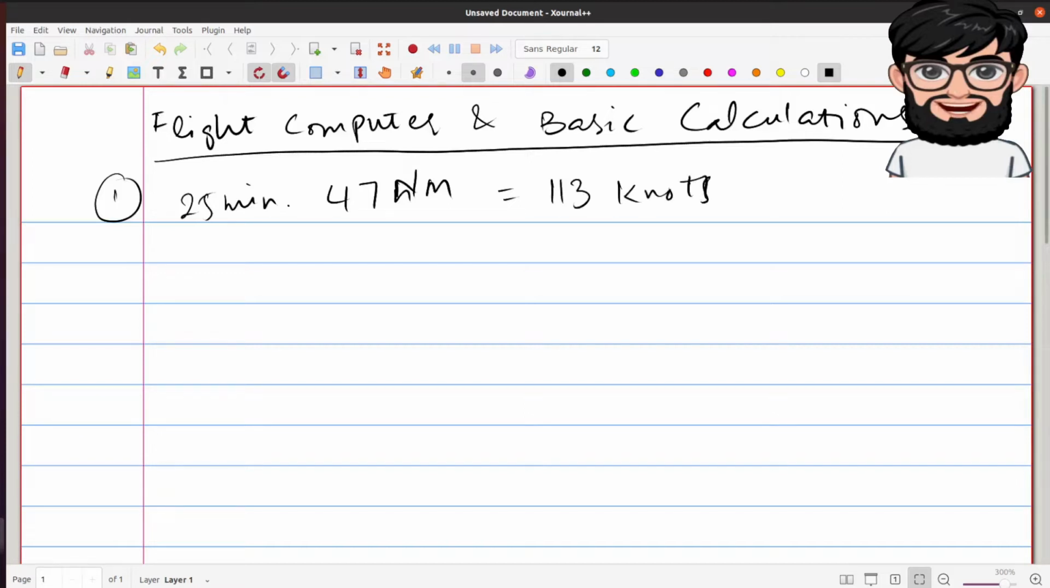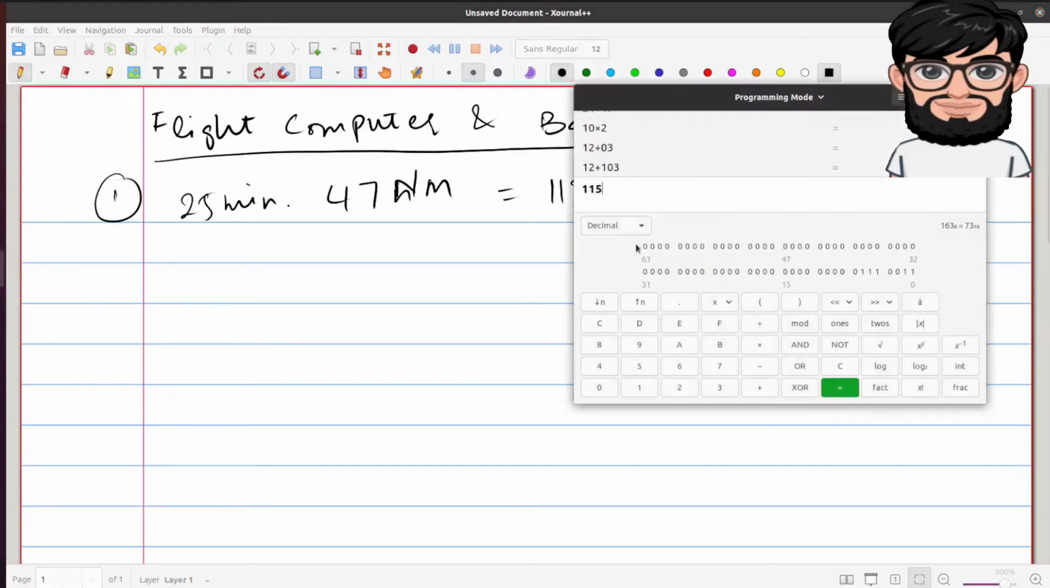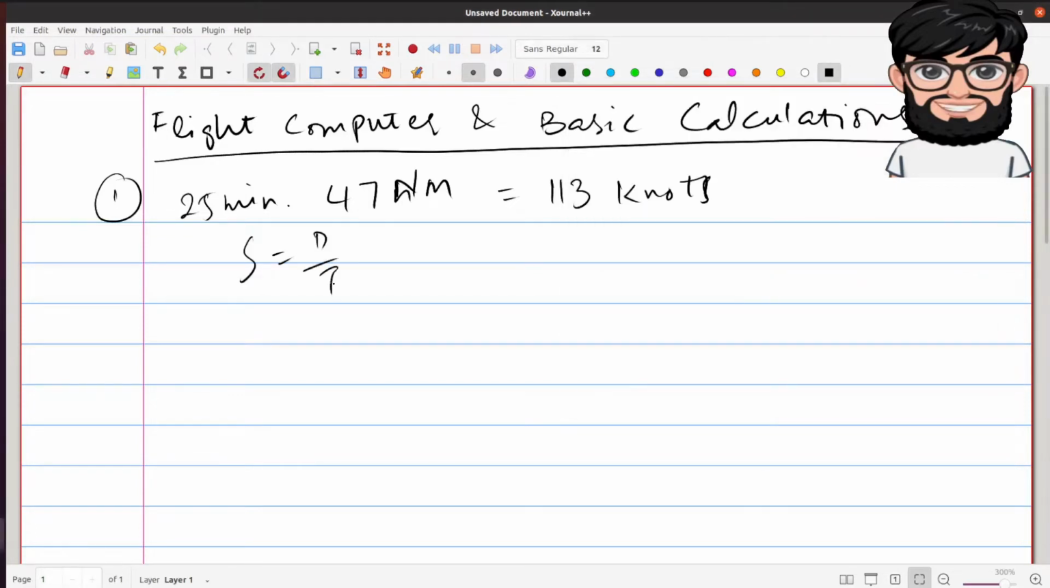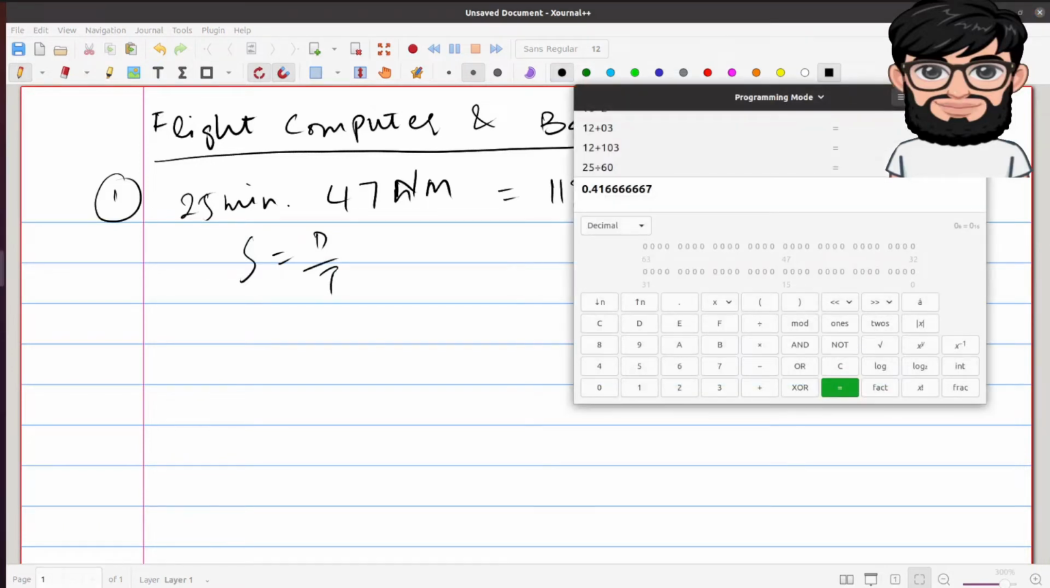And how do we come to that? Over here the 25 needs to be converted to an hour, right? For that we'll just divide 25 by 60, and that's the time. And what is the speed? Speed is equal to distance over time. So the distance was 47, so 47 divided by 0.41, let's say, so that is almost 115 knots.